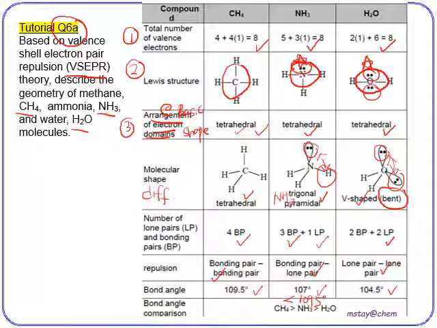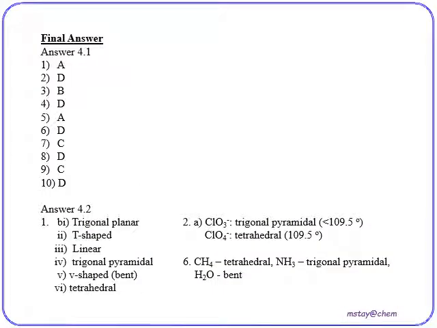So in the end, when we compare the bond angles, methane has the biggest bond angle, while water has the smallest bond angle. Okay, this is the final answer for the objective question, tutorial 4.1, and also the tutorial question 4.2, which we already went through just now: question number 1, question number 2, and also question number 6.